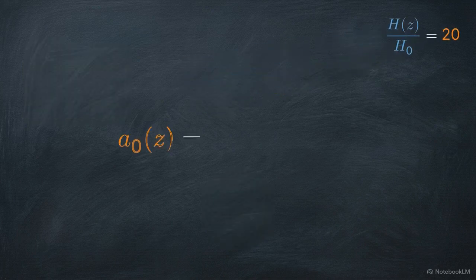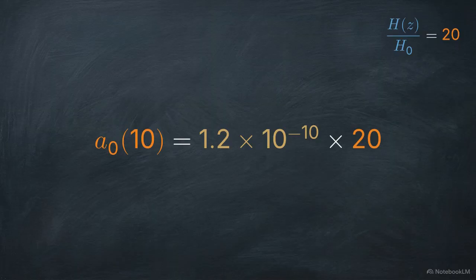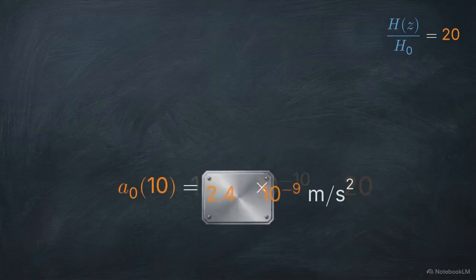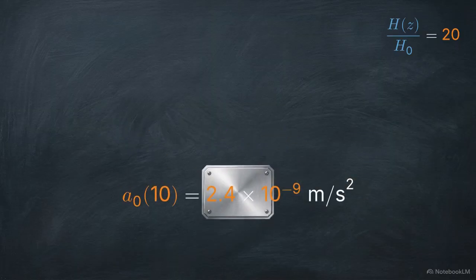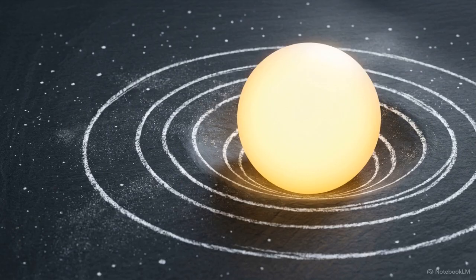We apply this multiplier to our scaling law, increasing the local acceleration scale by a factor of 20. This results in a physical acceleration scale of 2.4 × 10⁻⁹ meters per second squared for the redshift 10 epoch. Determining the raw threshold is only the first step. We must calculate how this higher threshold changes the actual force of gravity.